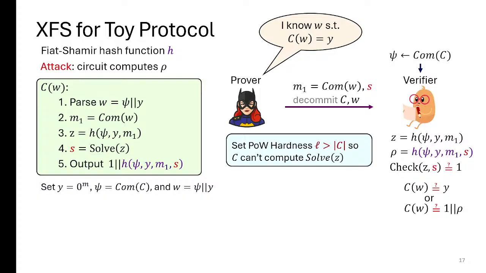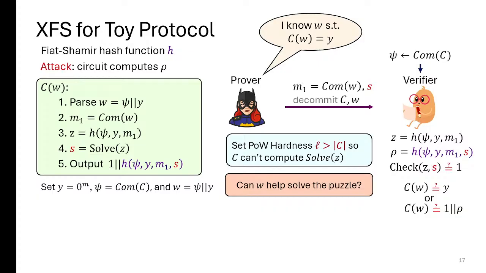So the way to counter this is to set the proof of work hardness to be larger than the size of the circuit. So now the circuit can't compute the solution. So we can't do this. This is now impossible for the circuit to do. Right? So once we set this proof of work to be hard enough, the circuit cannot compute this S, and so this kind of attack doesn't work.